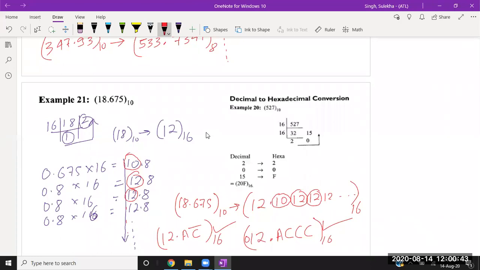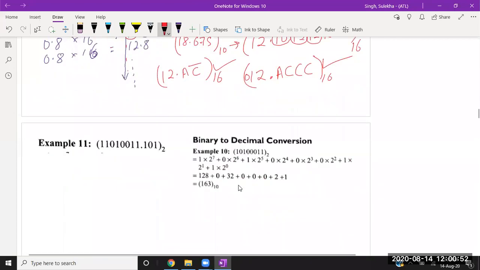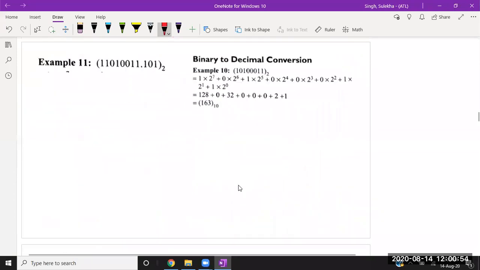If it is clear, write yes in the chat box. If you are having any doubt, you can unmute yourself and ask whatever doubt you are having. Okay. So till this point, all the things are clear to you.